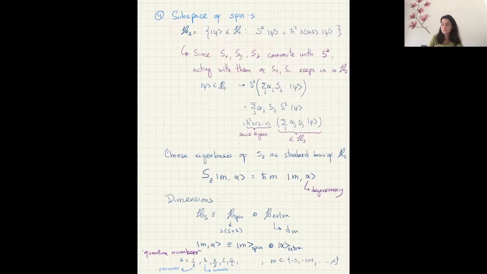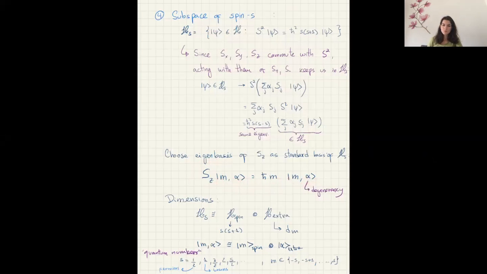It doesn't change the total spin. Good. So then we chose the eigenbasis of the Z component as a standard basis, and we just call this eigenstate, the eigenvalues m. We don't know what m was at this point, and this state could depend on something else that is not captured by this operator. So we put this alpha here, which is like some degeneracy. So there could be several eigenstates corresponding to the same eigenvalue.